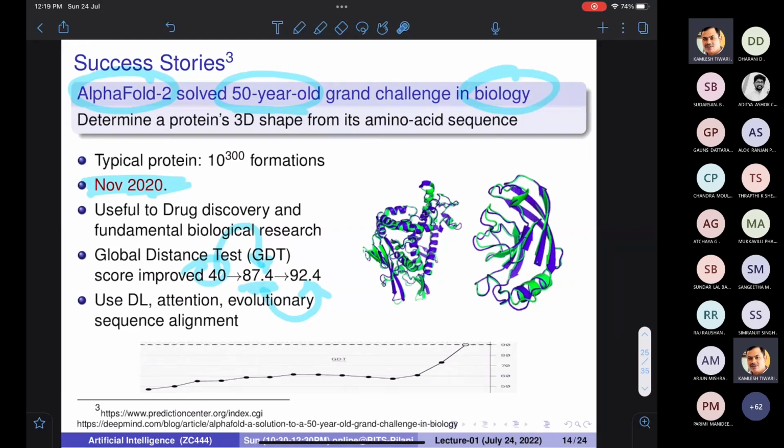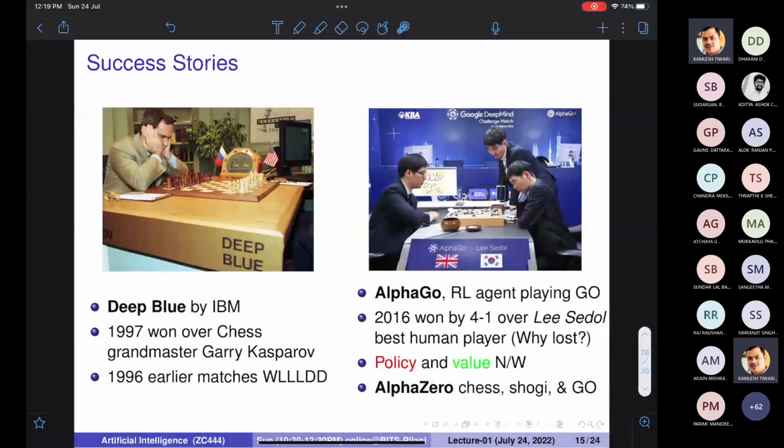Now the system has an accuracy of 87.4%. Very interesting thing. You have seen, everybody has heard about Deep Blue, which defeated Garry Kasparov long back in 1997. Very recently, in 2016, a very complex game, AlphaGo, defeated Lee Sedol. And Lee Sedol was thinking that the game was so difficult.